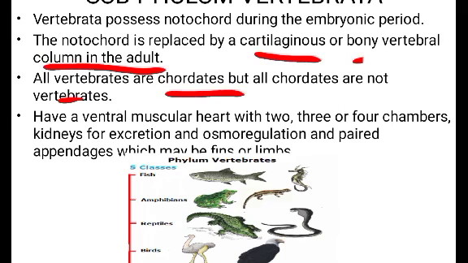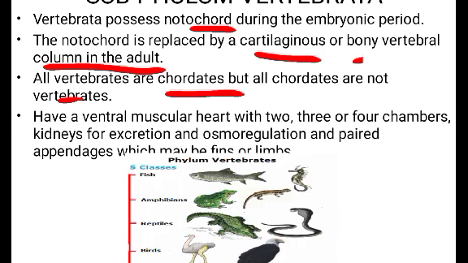Why do we say that? All vertebrates develop the notochord, isn't it? So all vertebrates are chordates. They have a notochord in the embryonic stage. But all chordates are not vertebrates. All chordates do not develop the vertebral column. Only the vertebrates will be developing the vertebral column. So all chordates are not vertebrates.